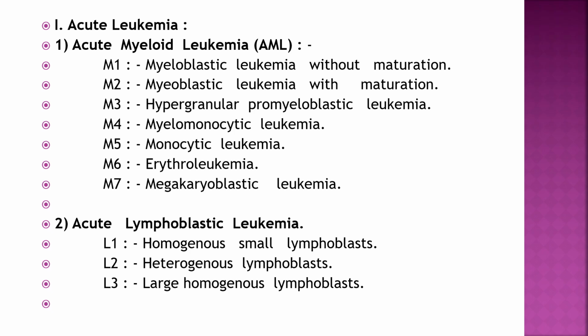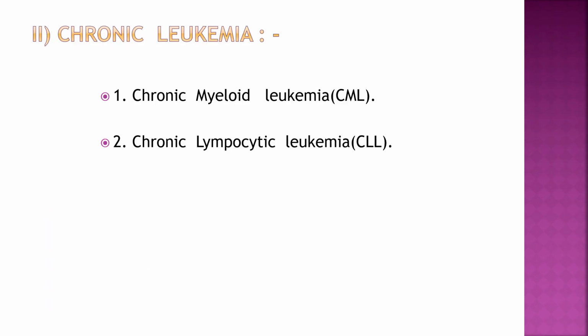Then acute lymphoblastic leukemia is of three types: L1, L2, L3. L1 is small lymphoblast, homogeneous, so mostly all are small lymphoblasts. L3 is large homogeneous lymphoblast, and L2 is a mixture, that is heterogeneous, so it consists of small plus large lymphoblasts. Now chronic leukemia is chronic myeloid leukemia or chronic lymphoblastic or lymphocytic leukemia.